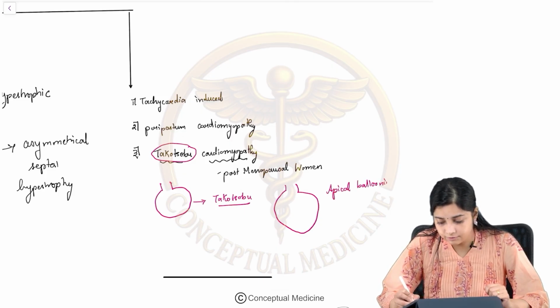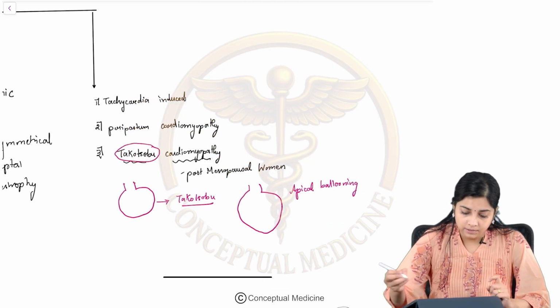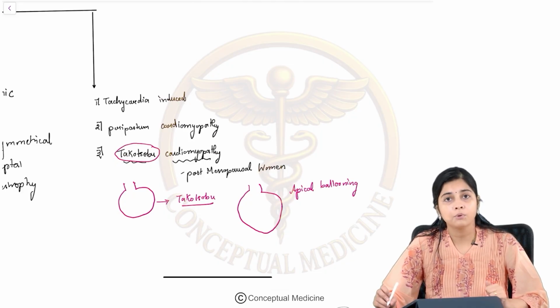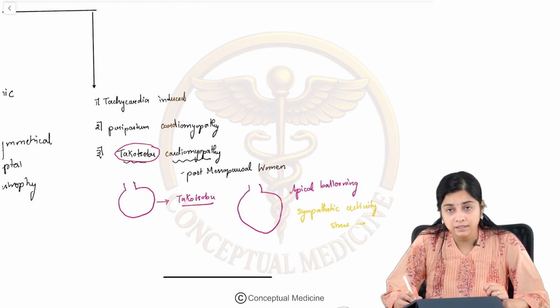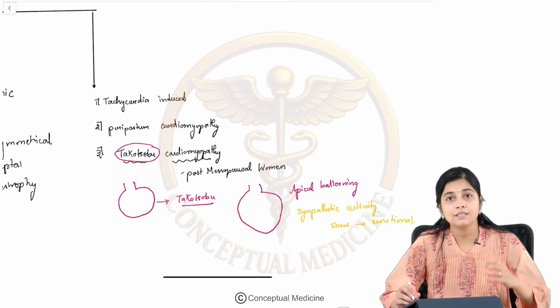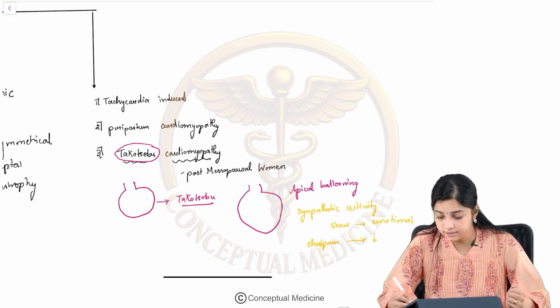The reason for this apical ballooning is that in certain individuals, especially postmenopausal women, there is excessive sympathetic activity. Under stress, typically emotional stress, there is a sudden onset of chest pain, followed by this apical ballooning.